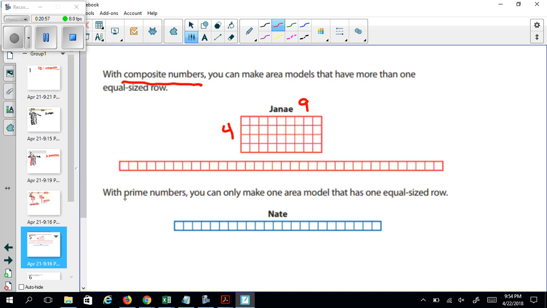But with prime numbers, you can only have one area model where you have 1 row and you have all of those in the 1 row. Okay? So you would have here 1 row of 23. That's how you know that it's prime. You can't do anything else. 2 wouldn't work because you would have an uneven number.